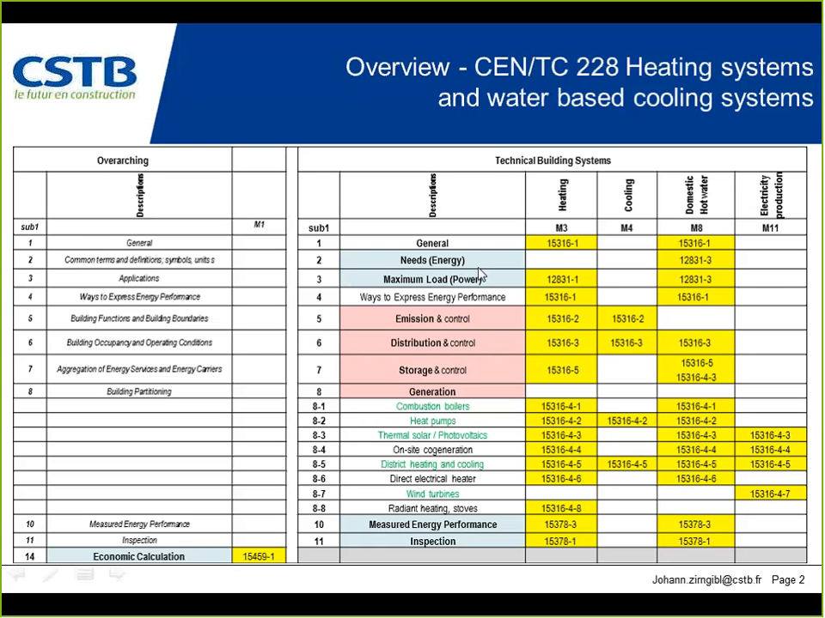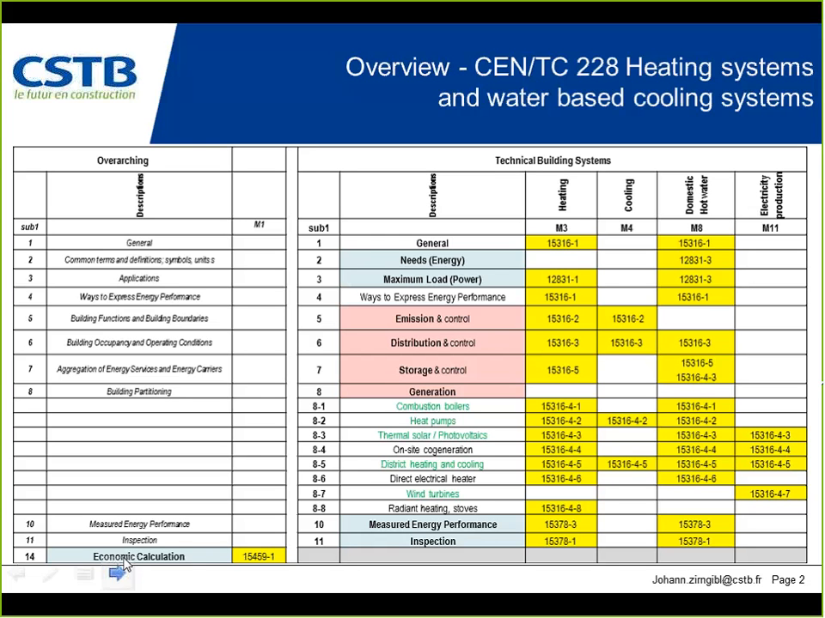Here you have the tapping patterns, which are very important for energy calculation. And also here you have, for example, our standard for sizing the heating systems and the boilers. This one is one of our standards, which is very much used all over Europe.